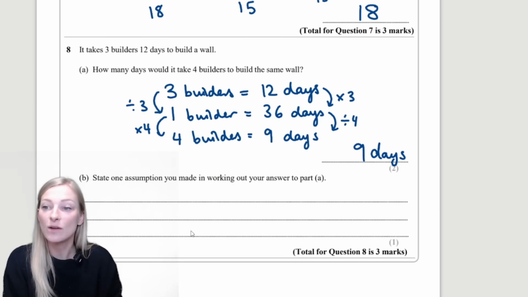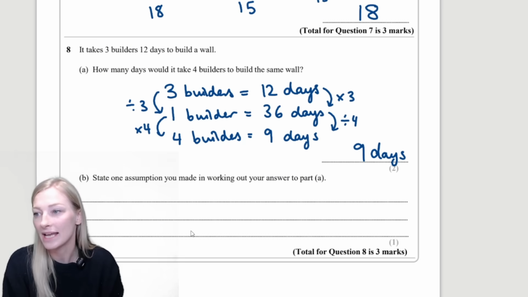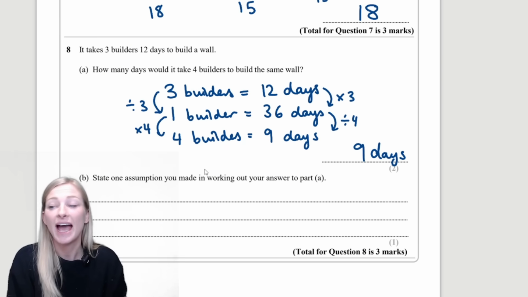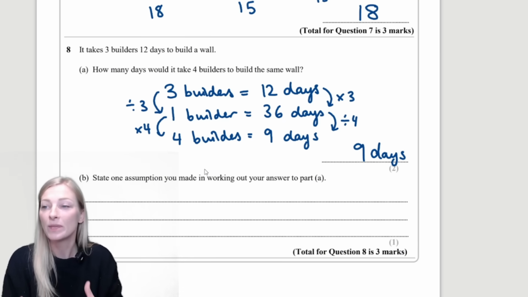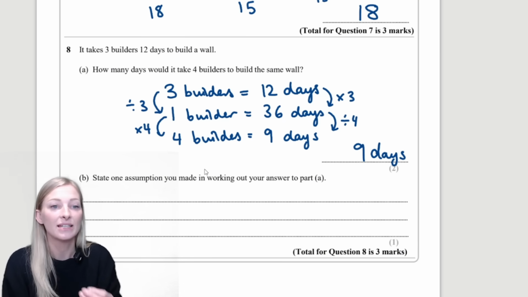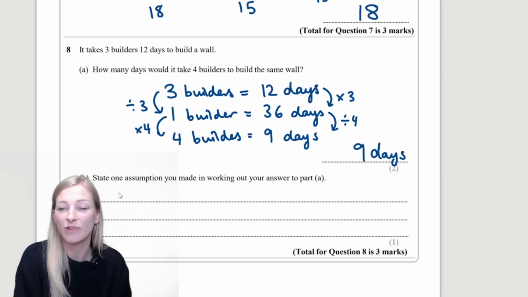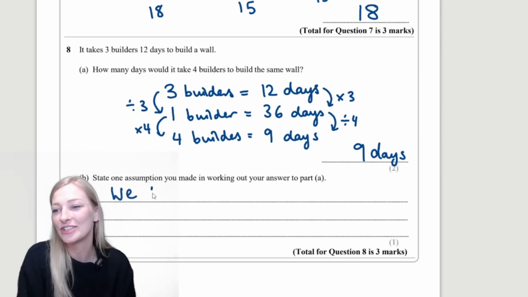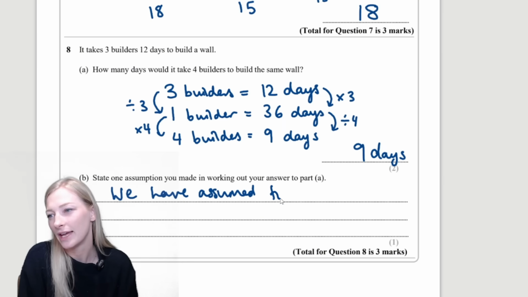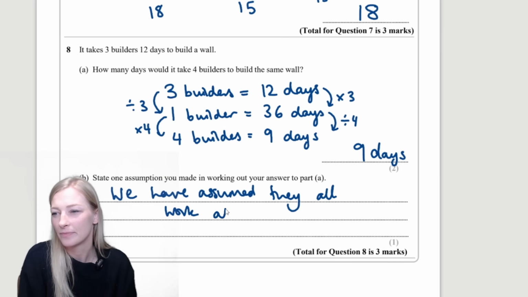And then it says, state one assumption you made in working out your answer to part A. And always with this, with proportion, we want to say that the rate is the same. We've assumed that all of the builders work at the same rate, when actually one of them might be a little bit lazy. So we have assumed they all work at the same rate.